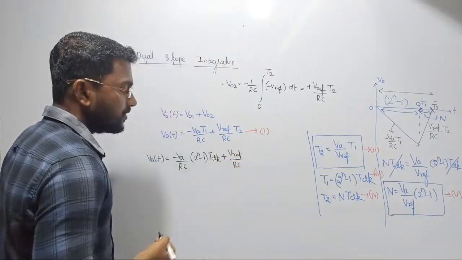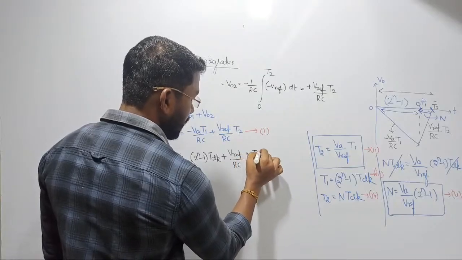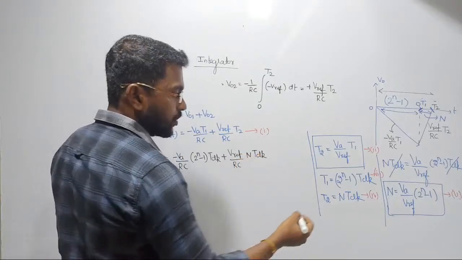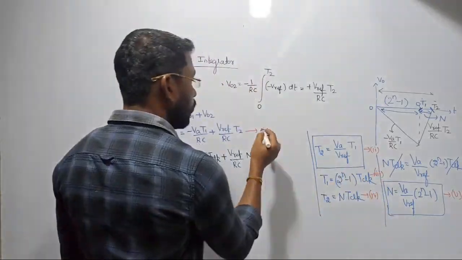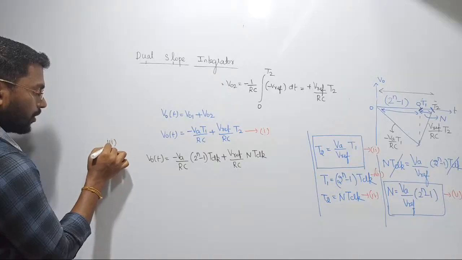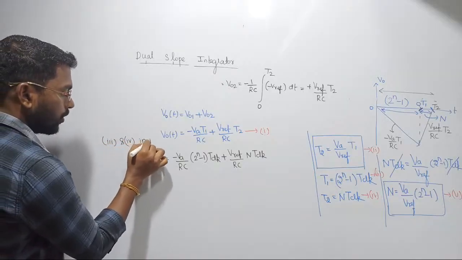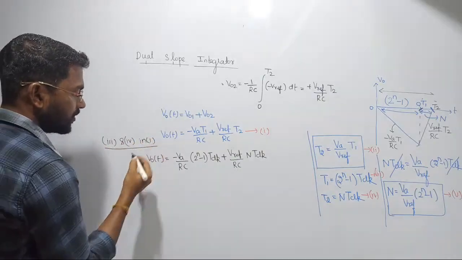Of course, this is valid. And T2 can be replaced by n times of T clock. Right, that is, we are substituting equation number 3 and 4 in 1. You can write like this. Substitute equation number 3 and 4 in 1. That is what I am doing now. Okay, that is the first step.